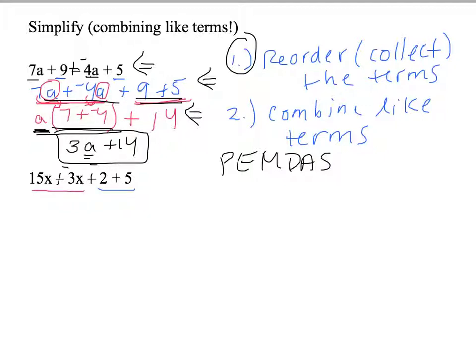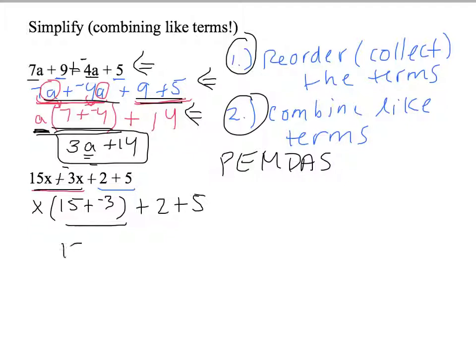So our second step is to combine like terms. So now we want to combine these, so we'll say x is on the outside, that's a common factor, 15 plus negative 3, plus 2 plus 5. So 15 plus negative 3 will give you 12, that's multiplied by this x here, plus 2 plus 5, which is 7, and your final answer is 12x plus 7.